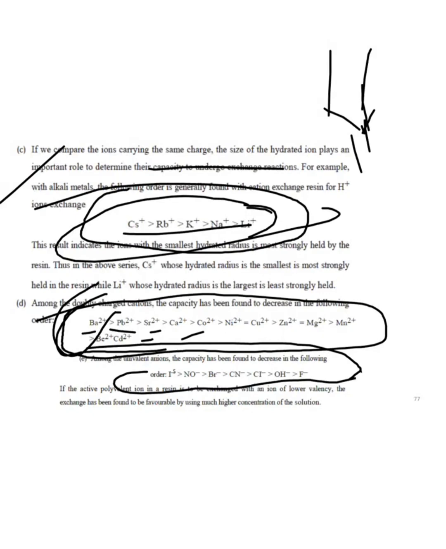The main thing you should know is that in the factors affecting ion exchange chromatography, size and charge play an important role in determining the capacity of the ion exchangers. For ions having the same charge, the capacity is found to decrease in order, so it mainly depends on the size and the charges present, as studied in the factors affecting.